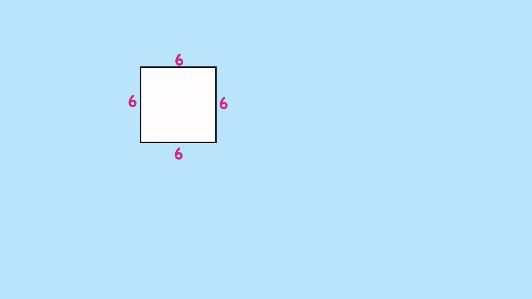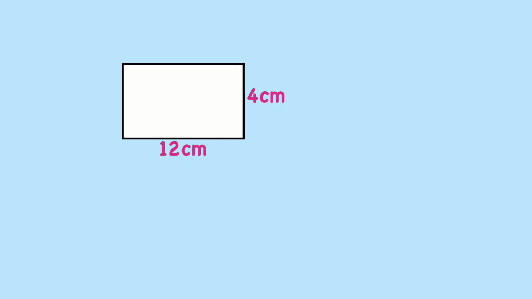Therefore, to work out the perimeter of this square, I need to calculate 6 plus 6 plus 6 plus 6, and I know that that's 24. So my perimeter is 24 centimetres. Let's look at another example. We can see that the long side of this rectangle measures 12 centimetres and the short side measures 4 centimetres.